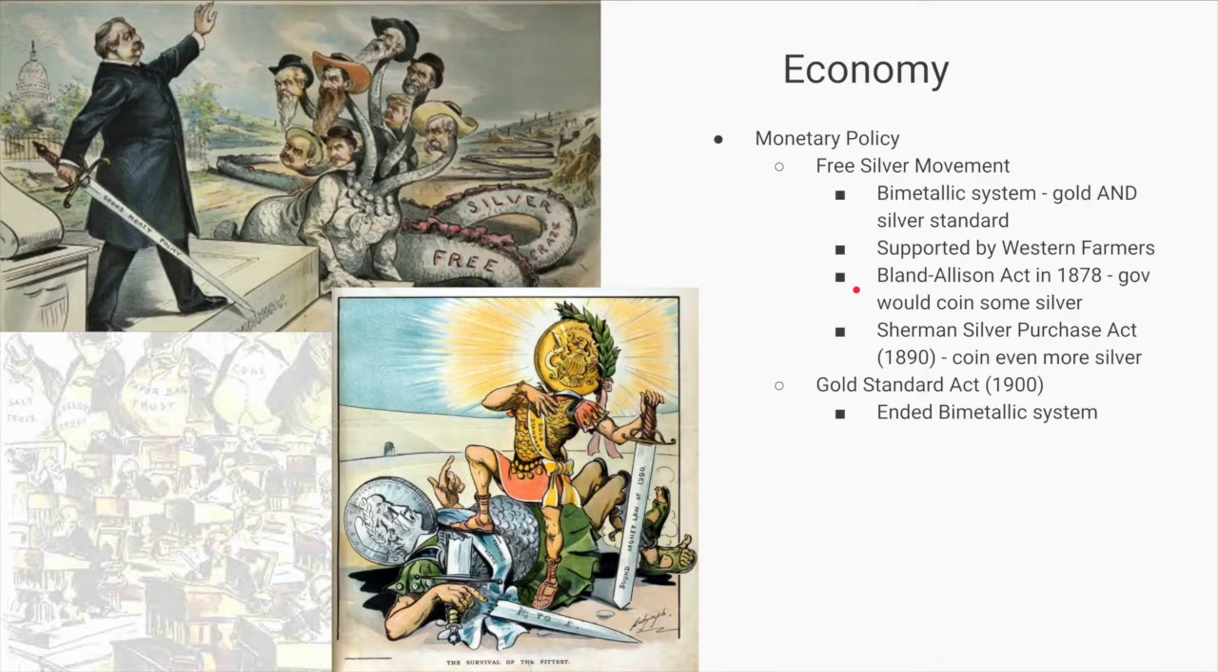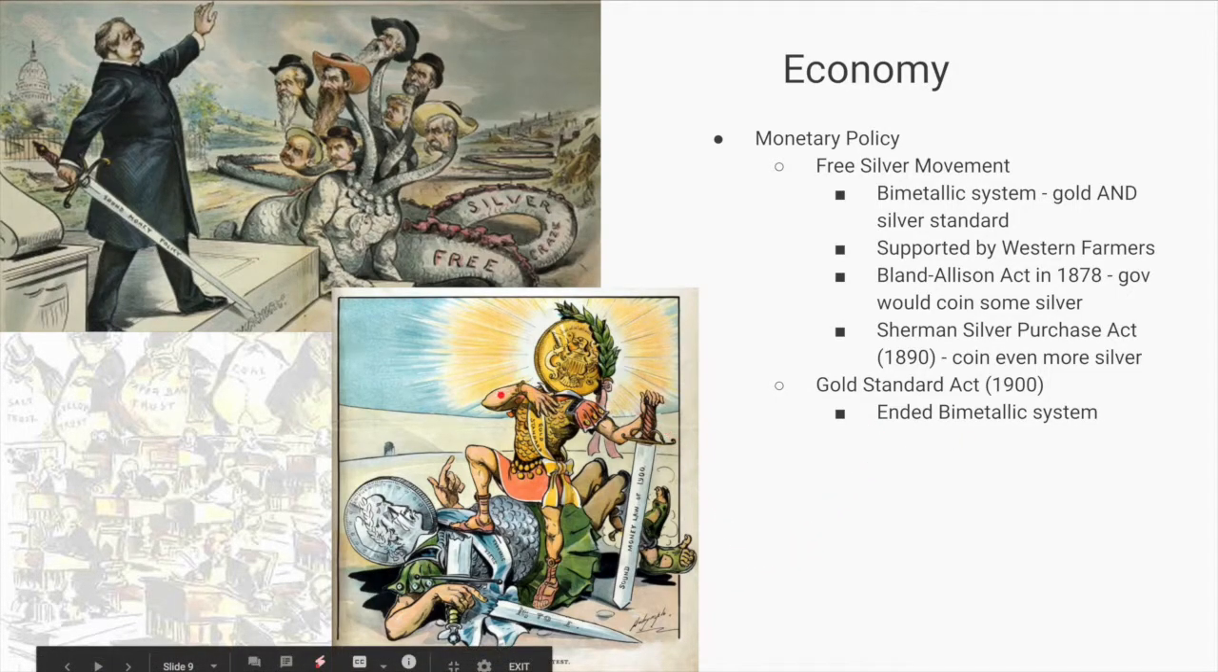Now, like I said, supported by Western farmers, we will have a little bit of traction with this thing with the Bland-Allison Act of 1878, and the government is going to coin some silver. They're even going to expand it with the Sherman Silver Purchase Act like 12 years later, but by 1900, we are going to go full gold standard, okay? And that's going to end that bimetallic system.